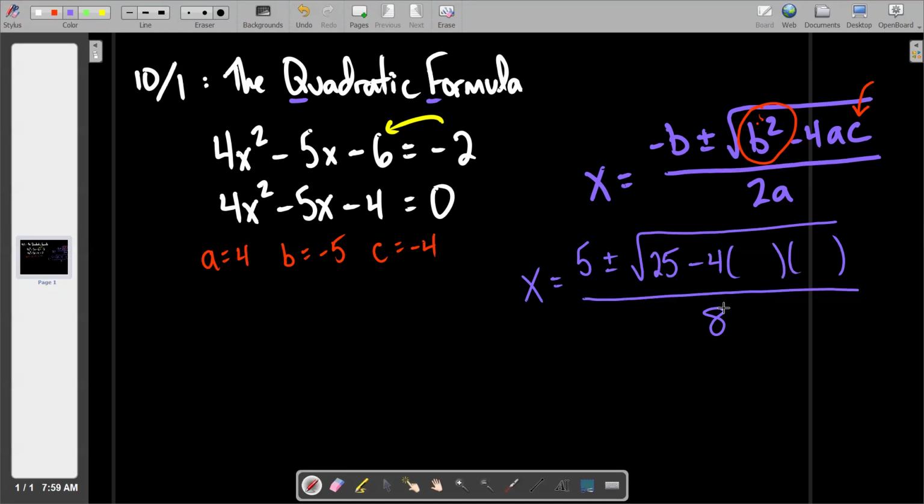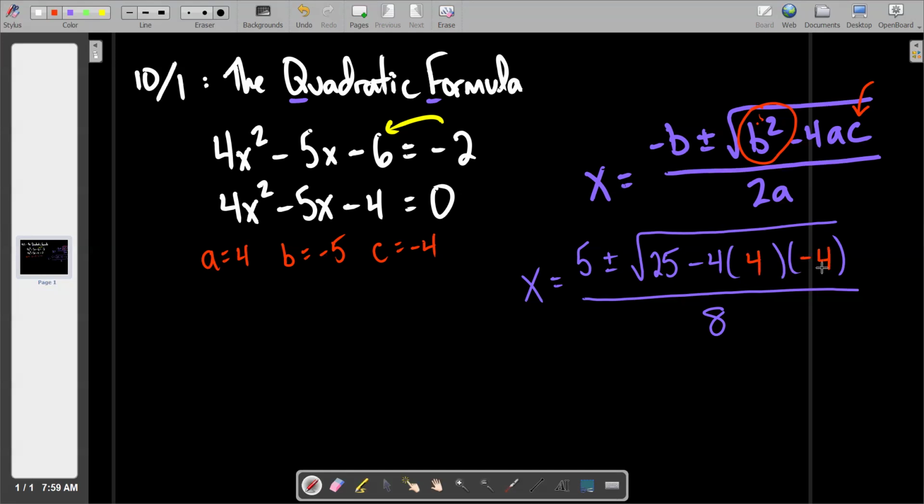And now I'm going to go and backfill my 2 parentheses. And who goes in those? Careful. It's a times c. Good. So a becomes 4 and c becomes negative 4.